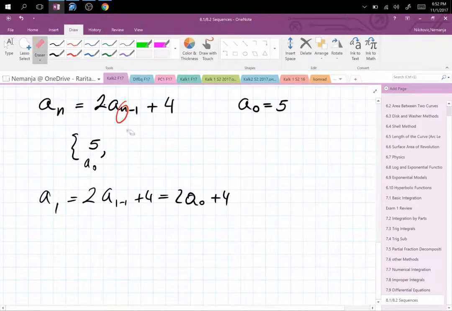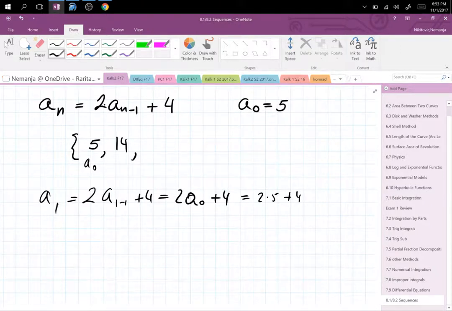But observe that this calculation is no longer dependent on n, it's dependent on the entire answer from the previous term. So, what is A n minus 1? It's A0, and how much is A0? 5, so which is 14. Move to the next term. The next term is 32. The next term, 68. The next term, 140.